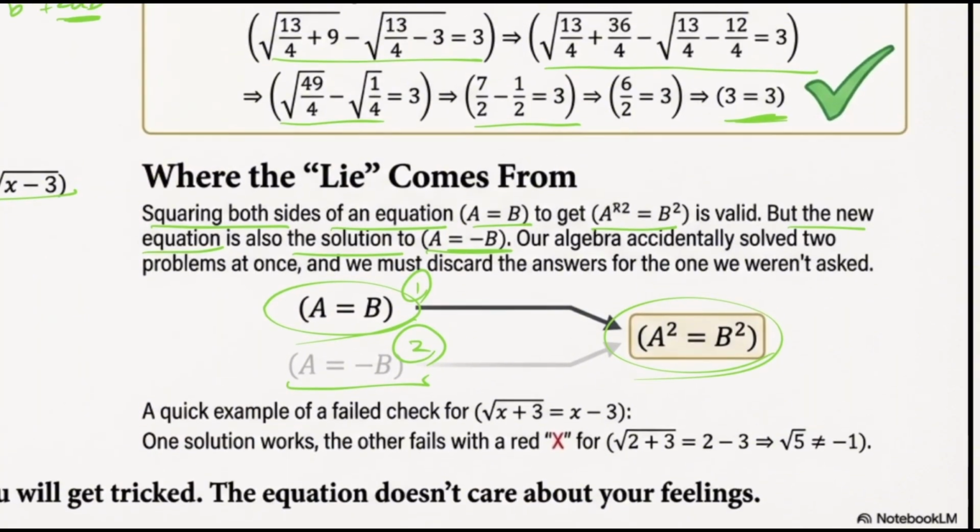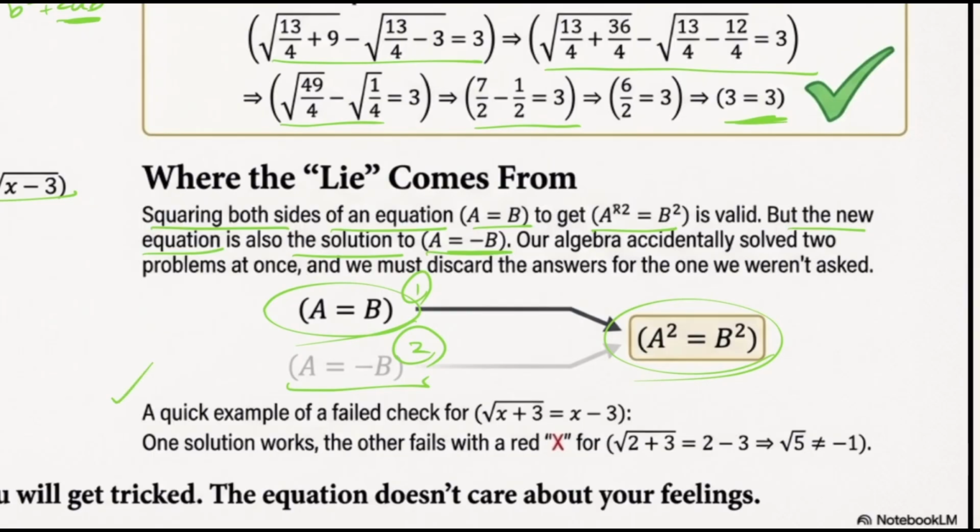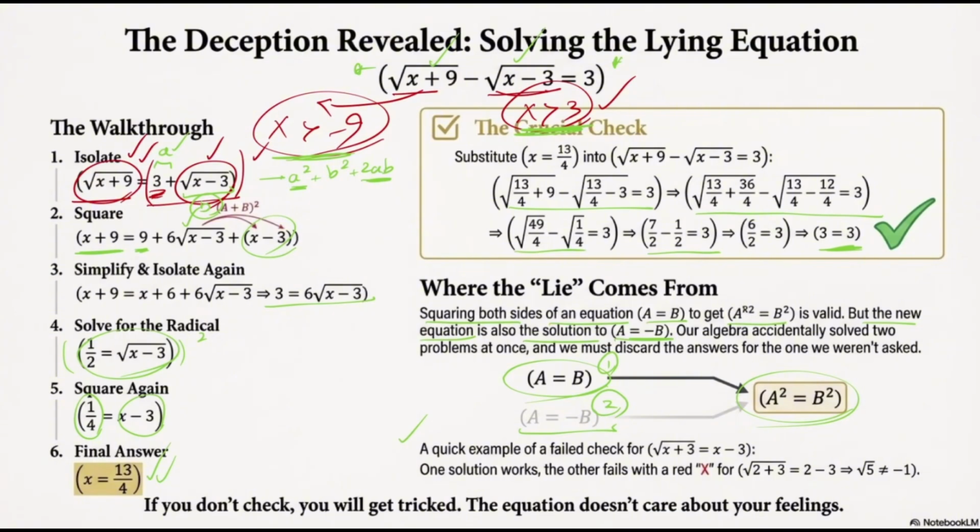So at this point, some kind of quick check is going to help you in order to make sure, by checking the range, which is the first one, the restriction, and also double-checking your answer by the substitution method.